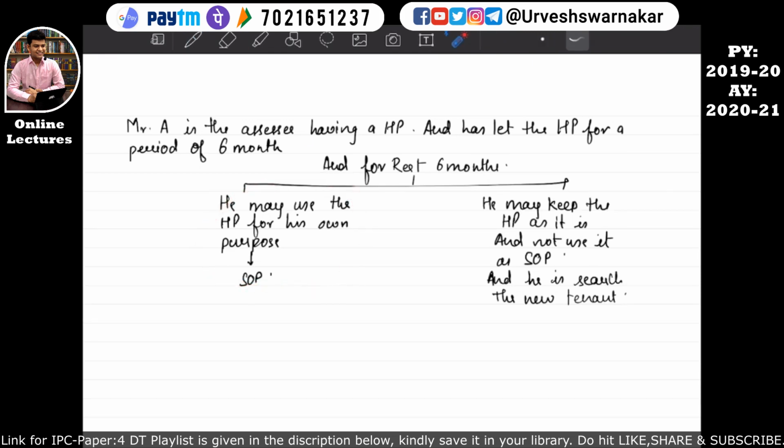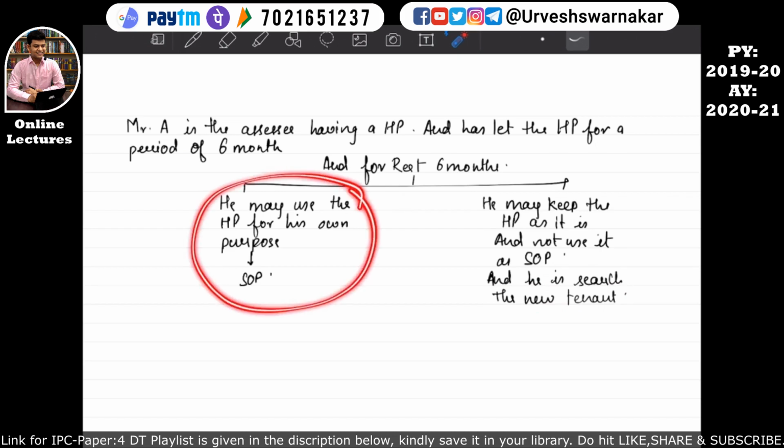If an assessee is having a house property and he has let out his house property for a period of 6 months, and for the rest 6 months there can be two possibilities. He may use his house property on his own, that is, that house property will become SOP for 6 months, or he may keep the house property as it is and not use it as SOP, and he may search a new tenant. I hope this is quite clear.